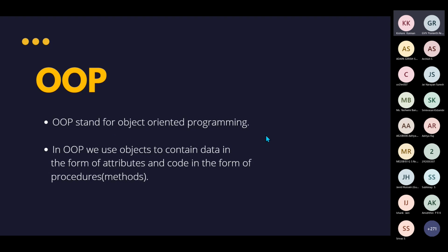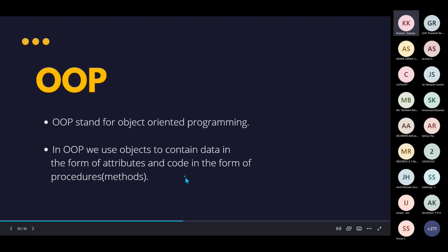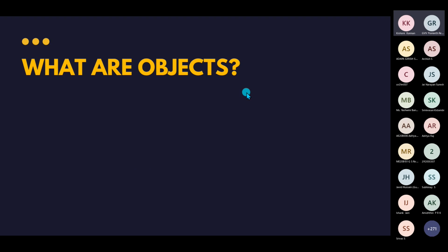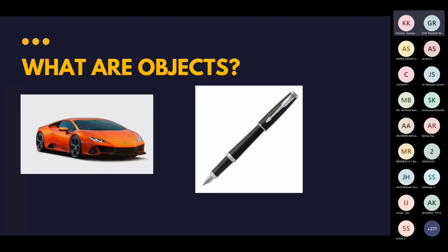In object-oriented programming, we use objects to contain data in the form of attributes and code in the form of procedures. Before thinking about this mumbo jumbo definition, I'll just tell you what objects are, and then you'll understand this better. So what are objects first of all? Objects can be anything. You can imagine a car or a pen to be an object, or even the laptop that I'm using. Everything is an object. All real life objects.